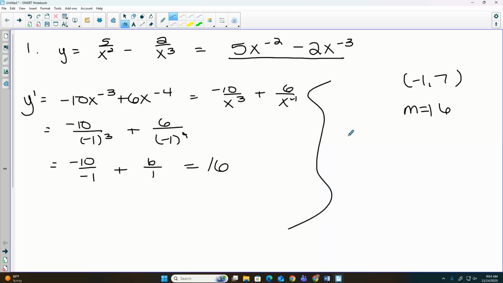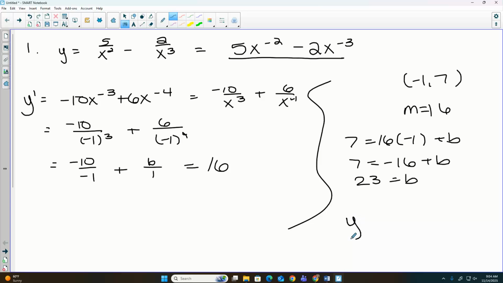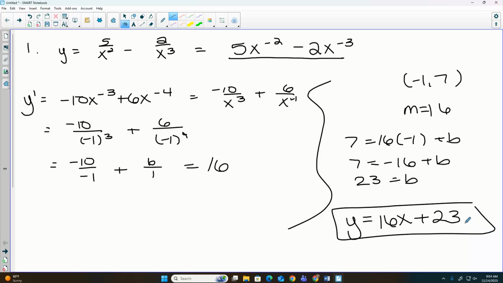So then our equation, y equals mx plus b. So if we add that over, b is 23. So our tangent line is 16x plus 23. Okay?